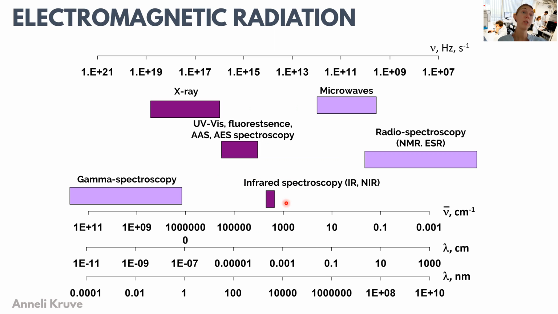Slightly less energetic yet is infrared spectroscopy, which has a higher wavelength, so above 1000 nanometers. And even less energetic are microwaves, which observe the rotations of the molecules. And radio spectroscopies, such as nuclear magnetic resonance spectroscopy, which will be viewed later in this course, deal with the least energetic radiation and the interaction of the spin of the molecules and the radiation. So this is something that will be viewed later. But in the next lectures, we are focusing here in the middle of this energy diagram on ultraviolet, fluorescence and infrared spectroscopy.